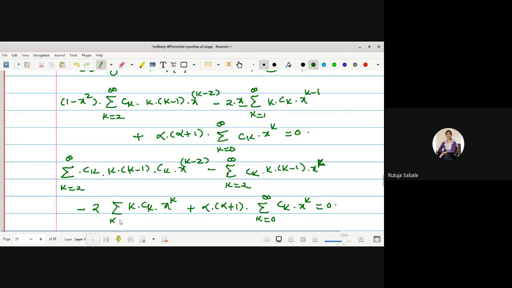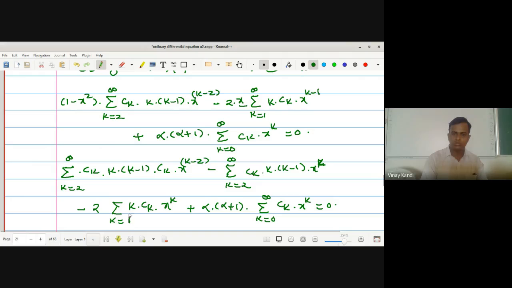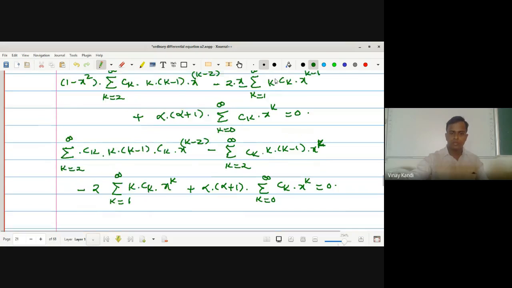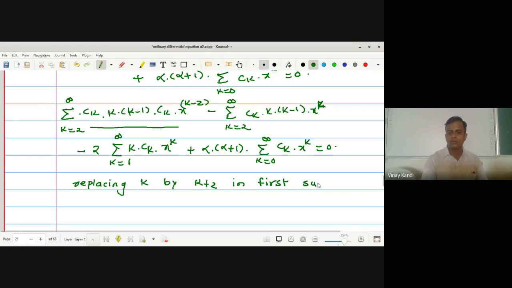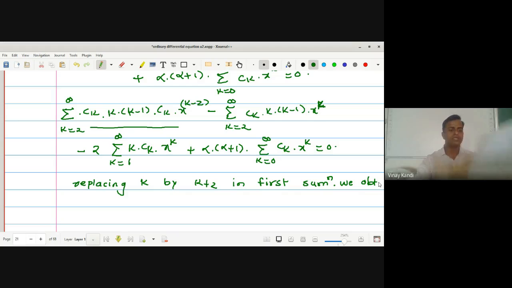No, sir. हा तुमचा k कुठून मिळणार मला 1 to infinity आणि ते 1 to infinity. Now replacing k by k plus 2 in this first summation, we obtain k running from now 0 to infinity.